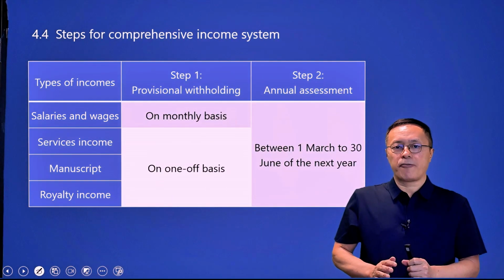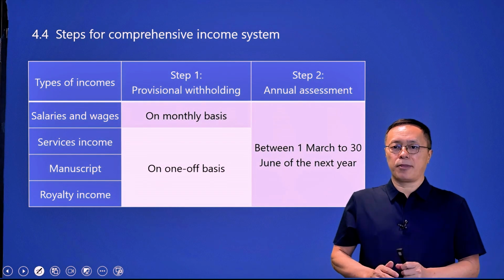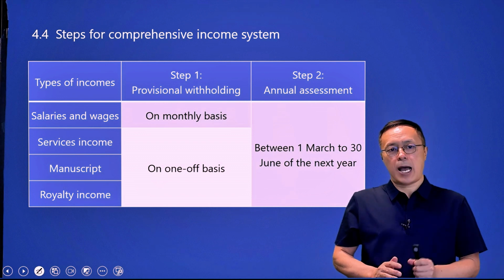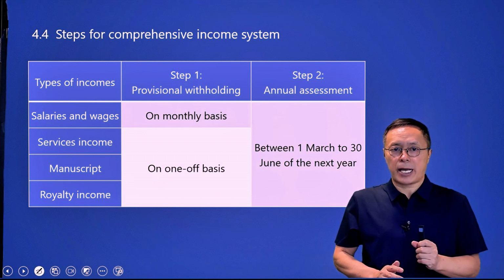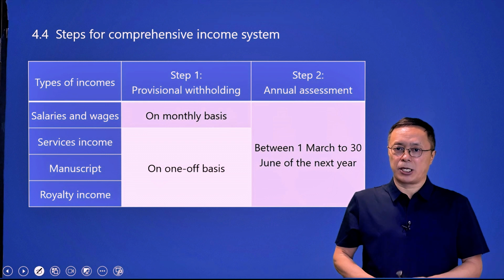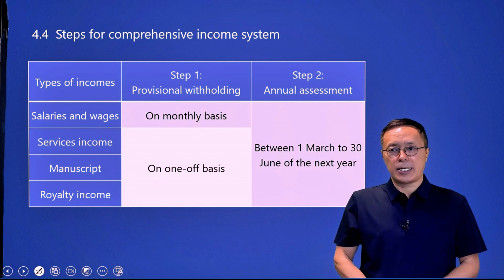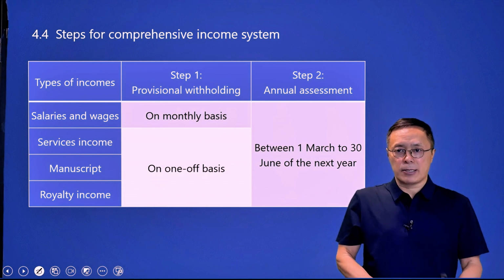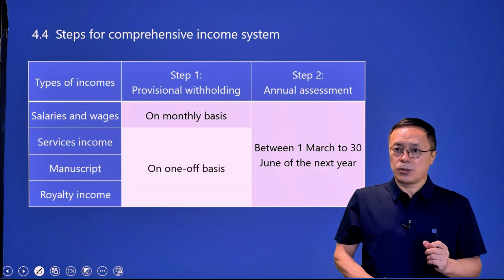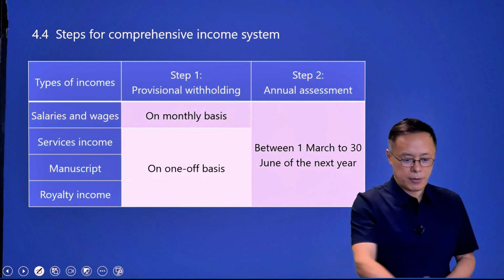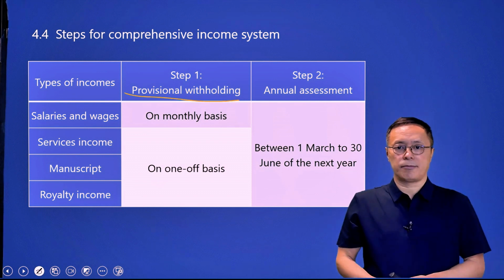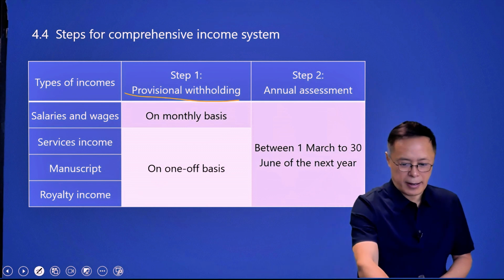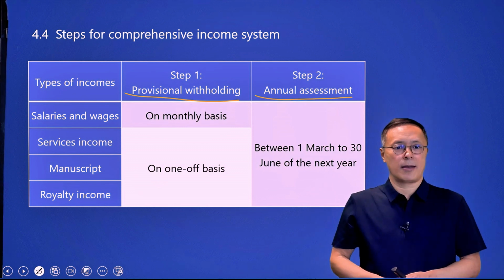Above, we talked about the formula for comprehensive income. This formula only tells us how to calculate the final tax payable for comprehensive income. But in tax practice, the collection of comprehensive income tax is a step-by-step process. The process is divided into two steps. The first step, provisional withholding, and the second step, annual assessment.